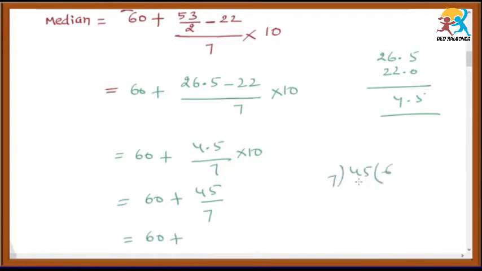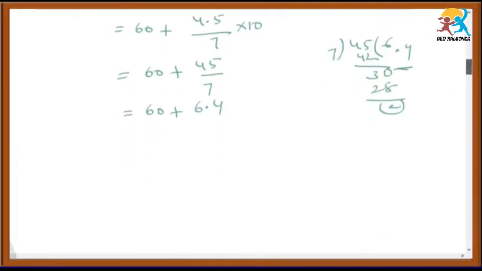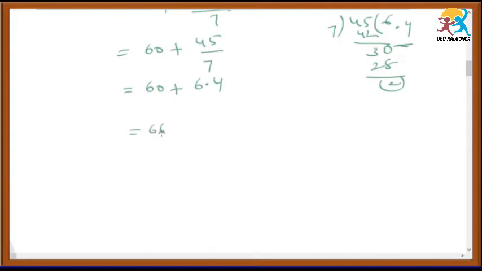So, 60 plus 45 should be divided by 7. 7 6s are 42, 3 remains, 0.7 4s are 28, just leave the division, 6.4. So, 60 plus 6.4, write 60.0 and add 6.4, so it will become 66.4. So, this will be the median.